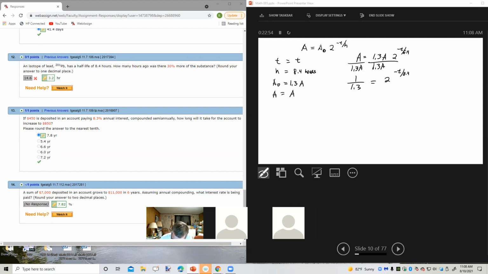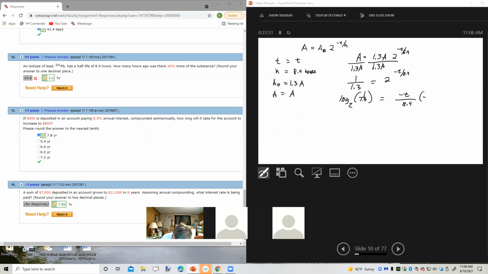All right, now, 1 over 1.3 is not a nice number if I punch that into the calculator, so I'm going to just leave it like it is for now. I suppose I could change it into 10 over 13, getting rid of the decimal if I want. I'm just going to leave it. So this becomes log base 2 of 1 over 1.3 equals negative T over 8.4. All right. Any questions on that step? Changing it from exponential form to logarithmic form.